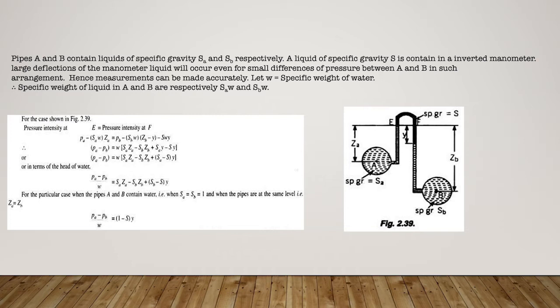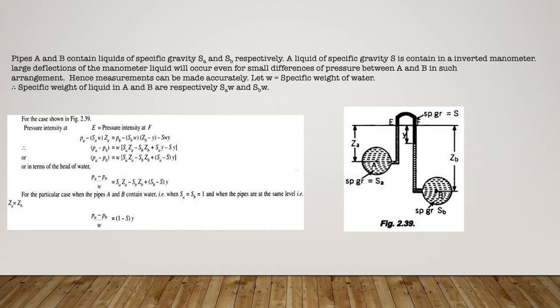For the particular case when the pipes A and B contain water, for example when SA is equal to SB is equal to 1, and when the pipes are at the same level, for example ZA equals ZB, the equation we get is PA minus PB over W equals (1 minus S) Y.